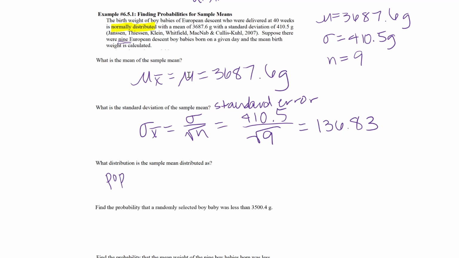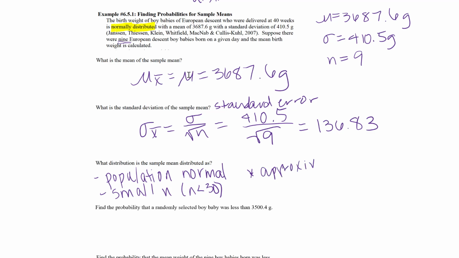I'm not going to write it in a complete sentence. I'm just going to say population normal, small n, or you can say what the n actually is, or you could just say it's less than 30. And then you'll say approximately normal sampling distribution. That's supposed to be distribution, D-I-S-T-R.